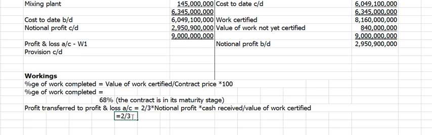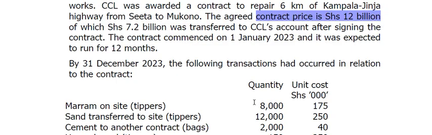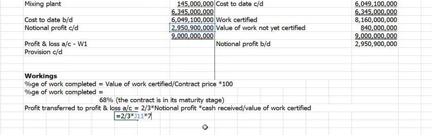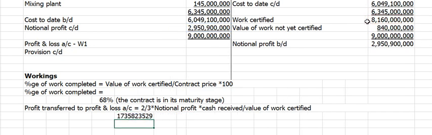So this is 2/3 times my notional profit, which is that, times the cash that was received. How much cash was received? Let's check. That is 7.2 billions. Okay, that is the cash received. Then over the value of work that was certified, which is this, giving us this amount. So now this is the profit to be transferred to the profit and loss account out of our notional profit. That's how much we shall take to the profit and loss account from this working.